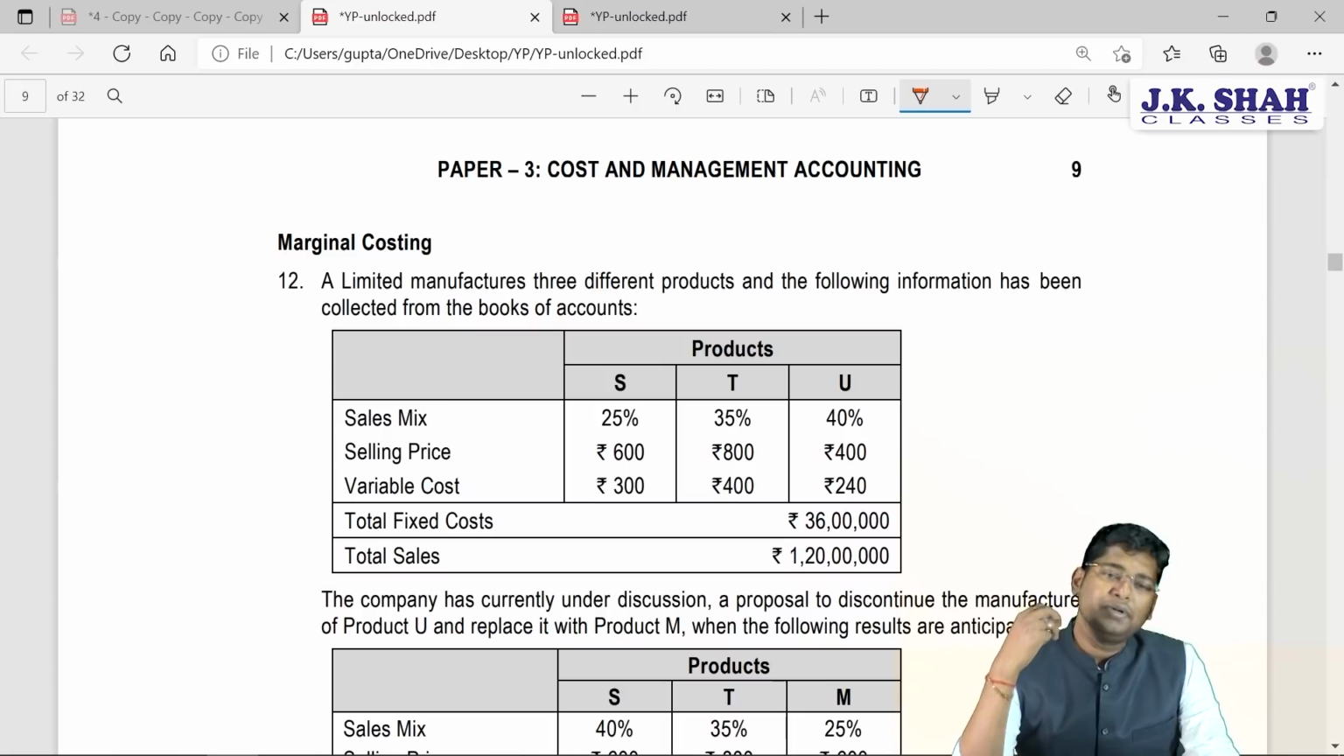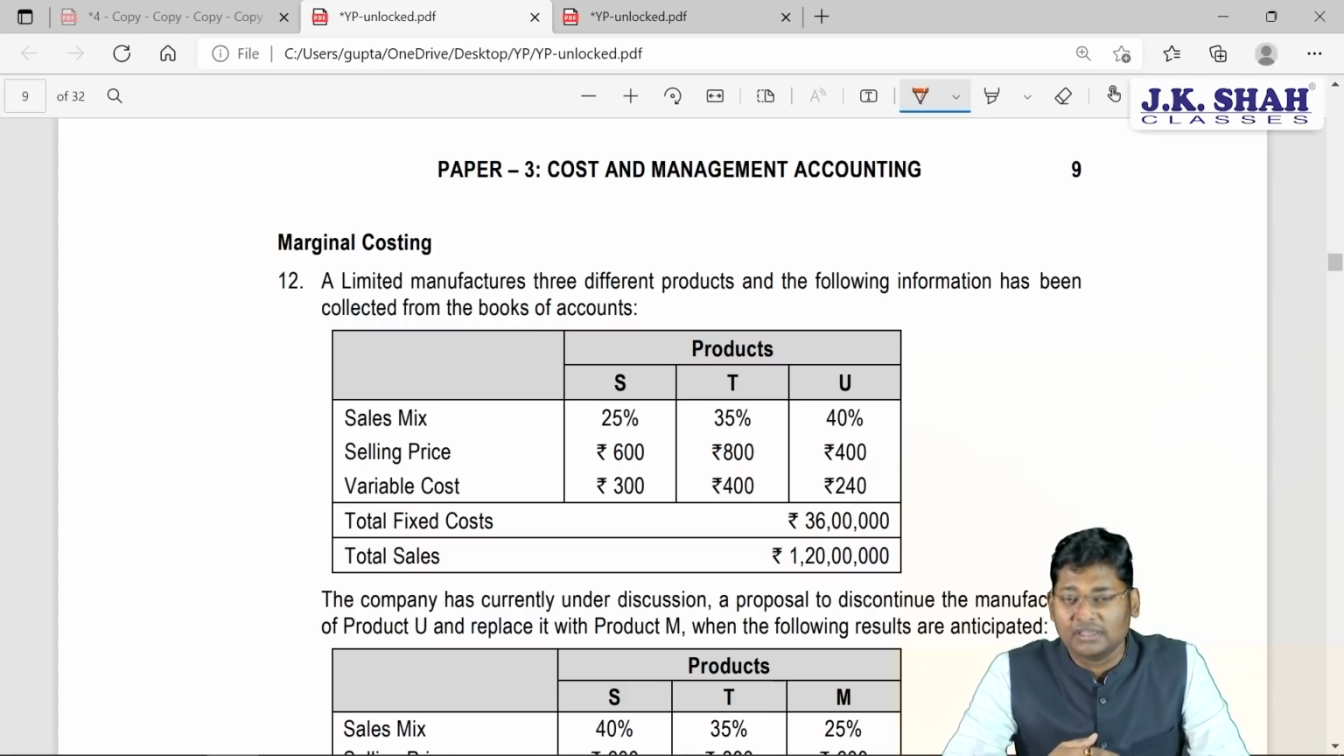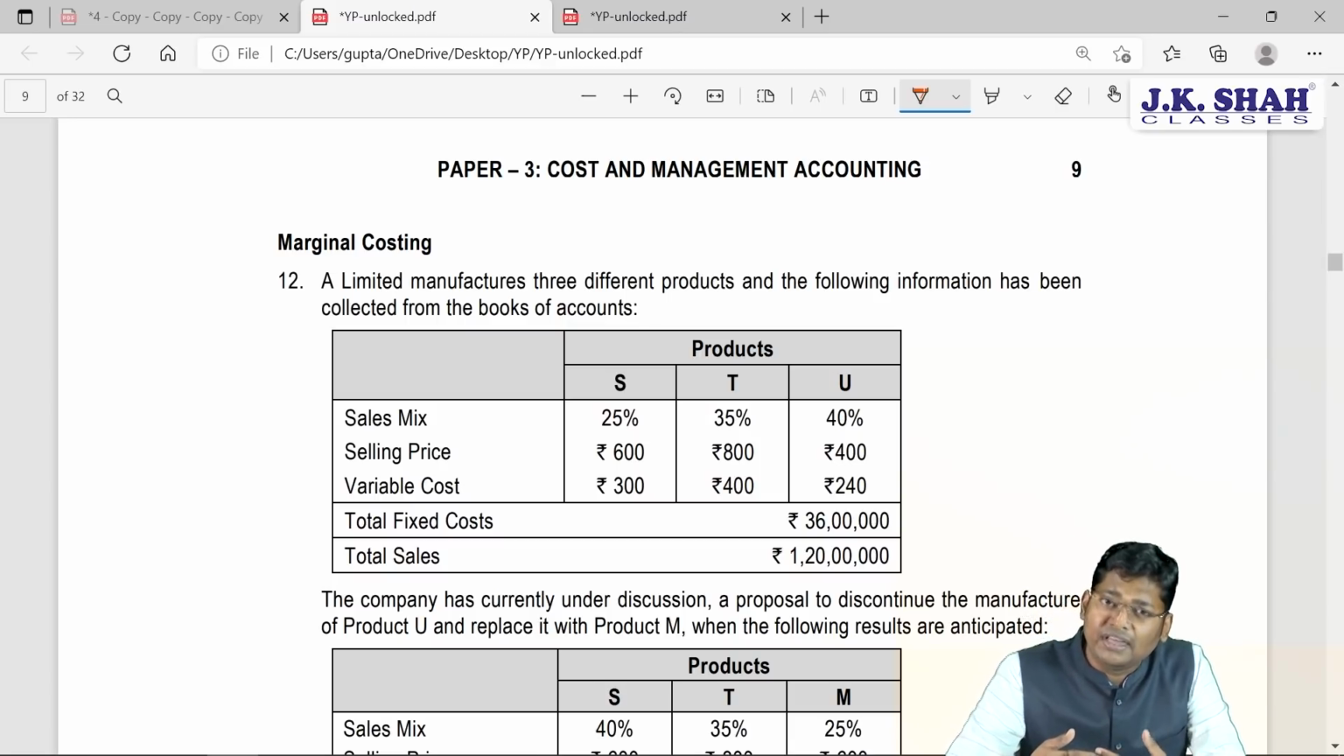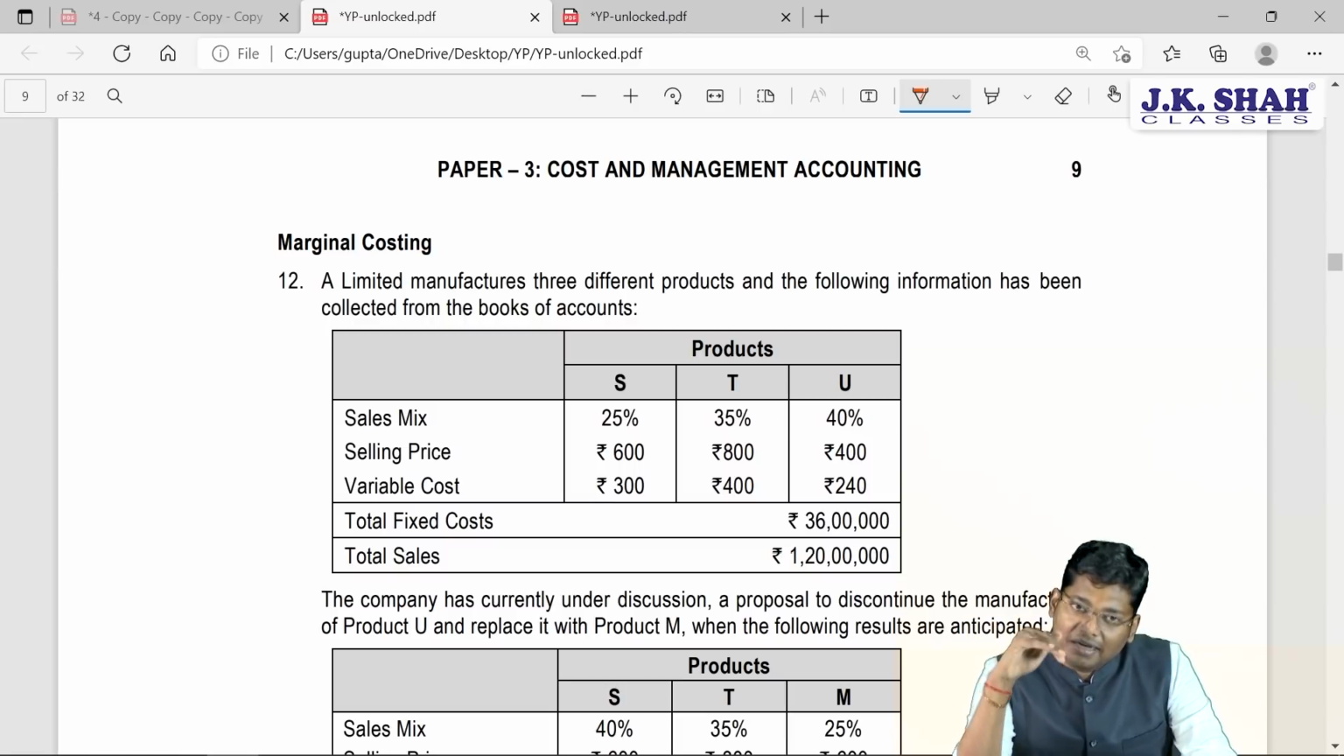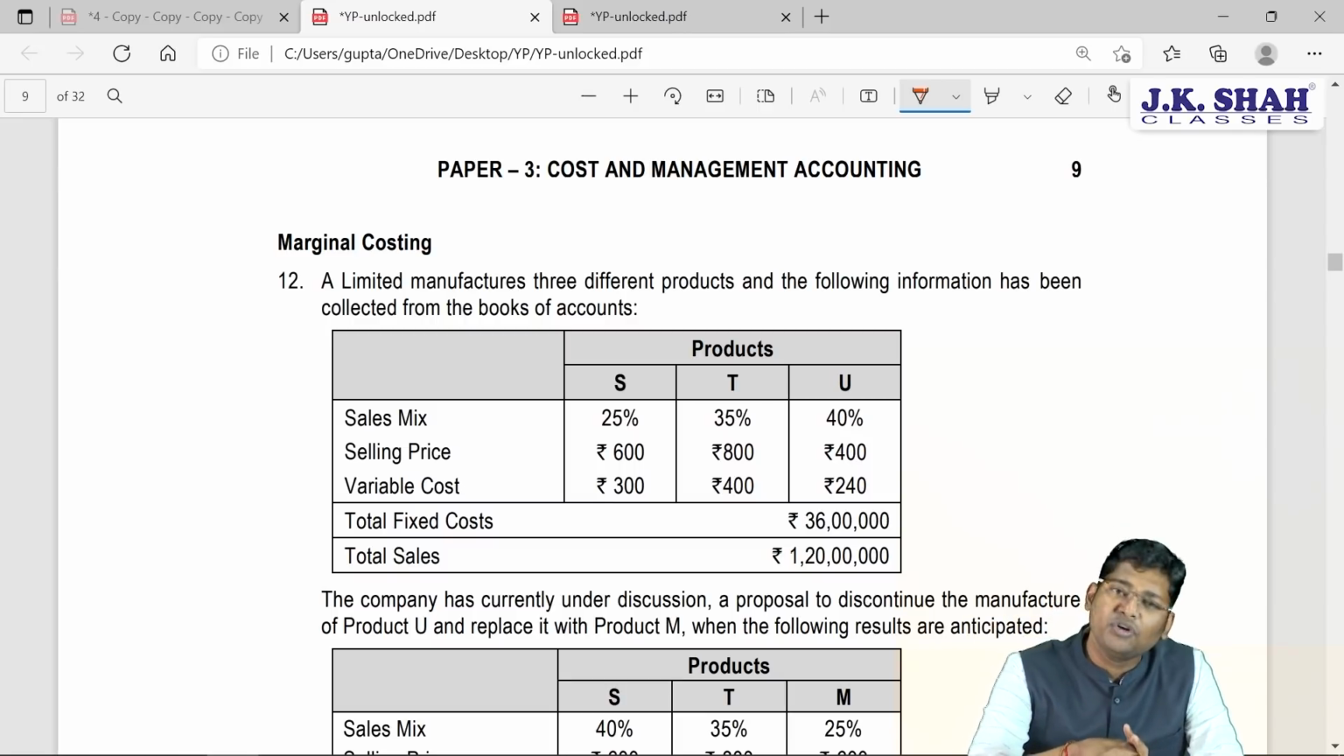The concept number 3 is your break-even point. Formula for computation of break-even point is fixed cost divided by profit volume ratio. Concept number 4 is your margin of safety. Margin of safety is equal to profit divided by profit volume ratio, and last concept is called as desired sales concept.